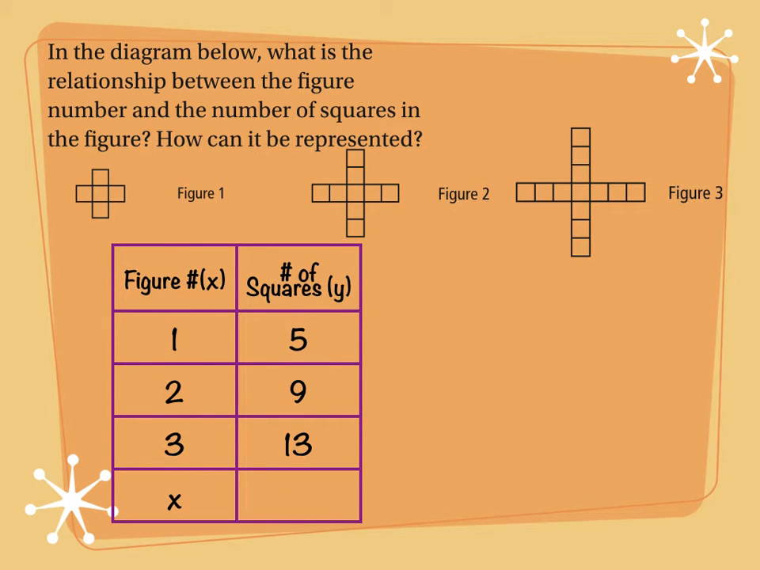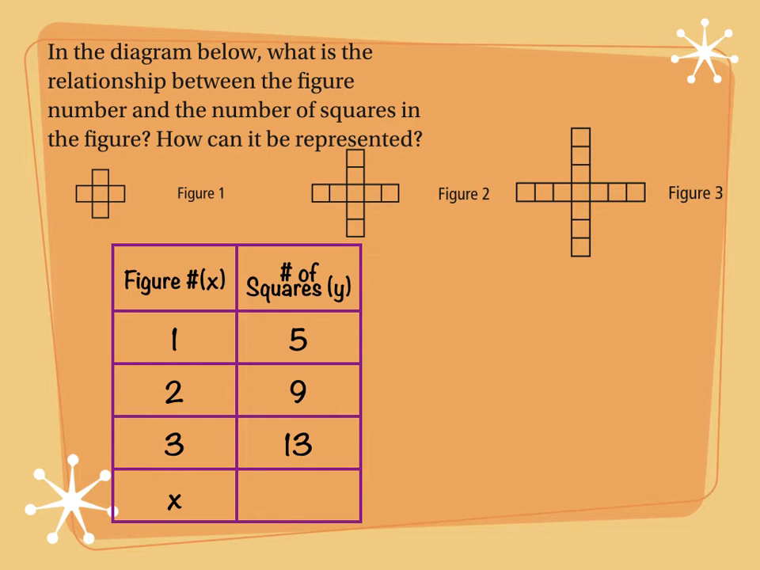The figure number is my x value, and the number of squares is my y value. The figure number would be my independent variable. The number of squares would be my dependent variable. So you're always looking for a pattern on how you can represent or how you can get from your x values to your y values. So you always want to check for addition or subtraction and multiplication or division, like a one-step equation first.